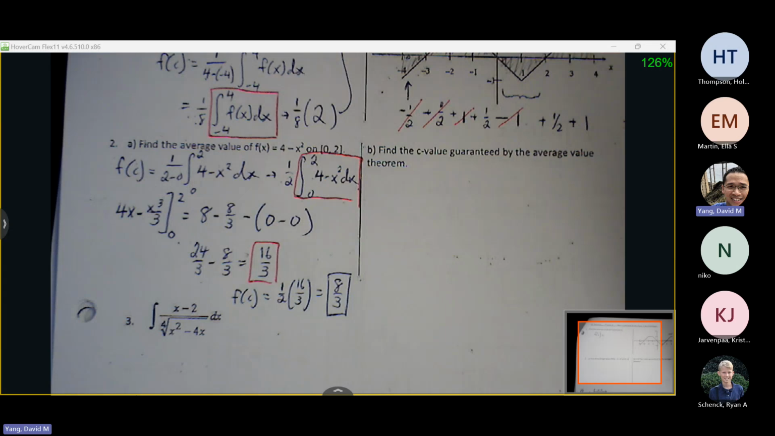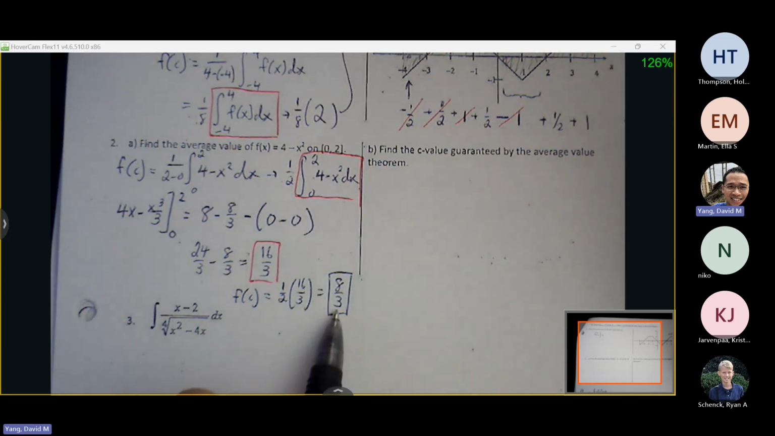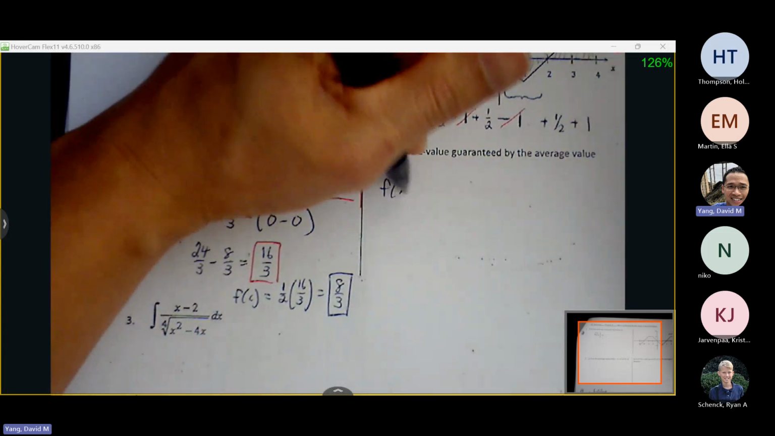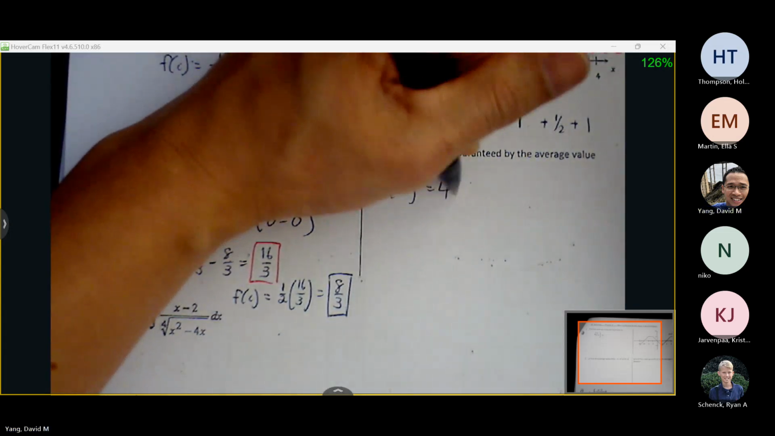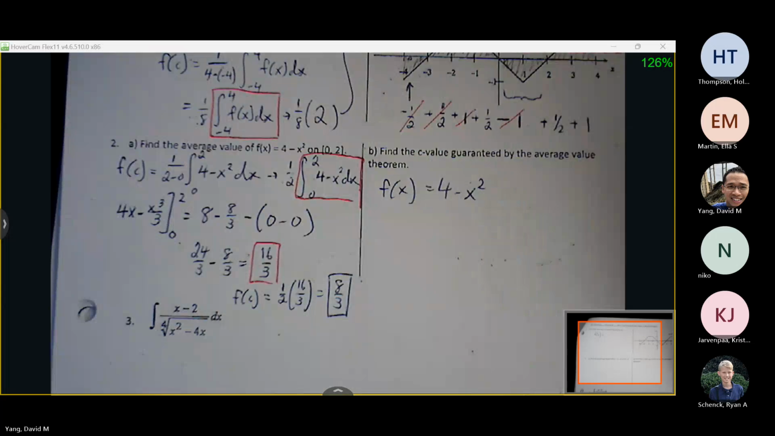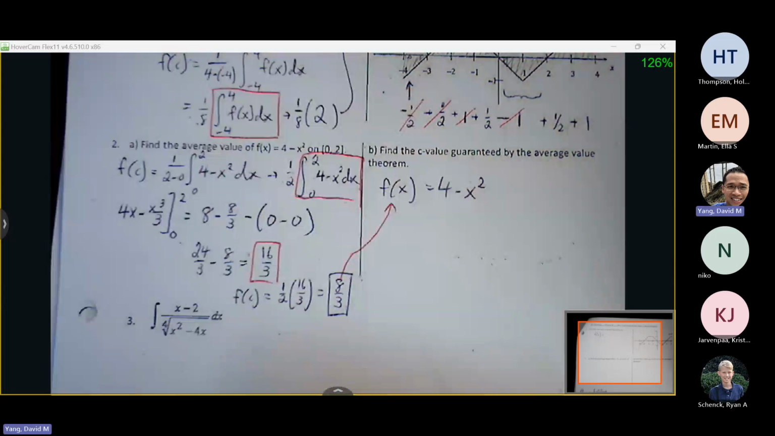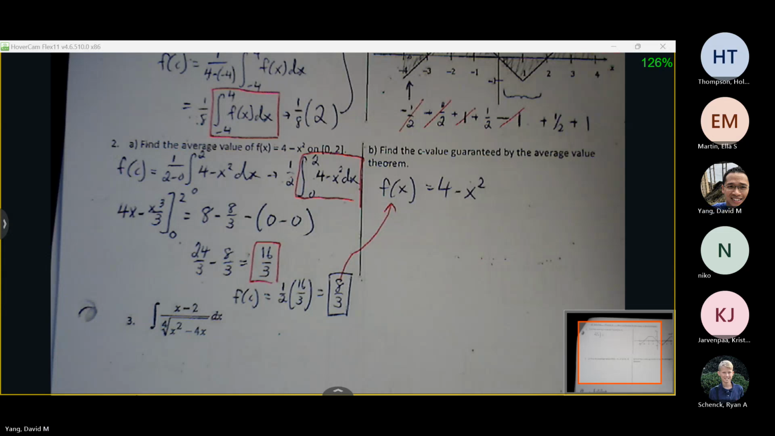Part B says, find the C value guaranteed by the average value. So all it's saying is, okay, I know what my average height is on the curve. Where is this point going to exist, basically? So we just take our y value, and we're just solving for x, basically.